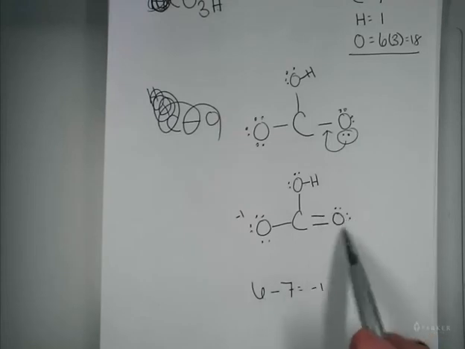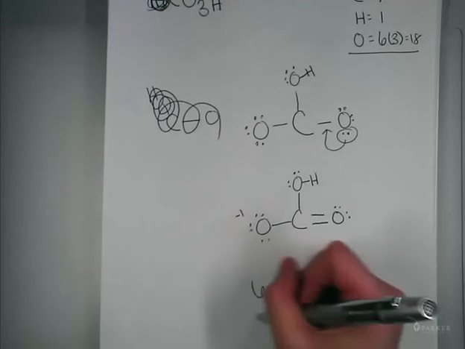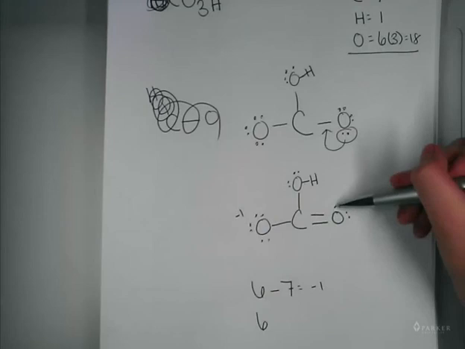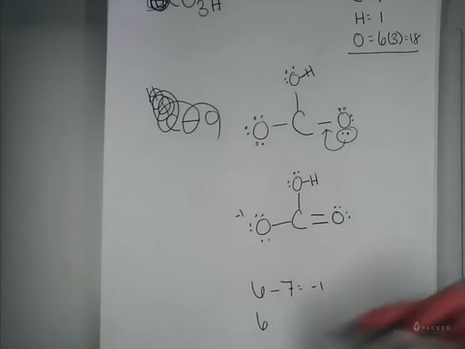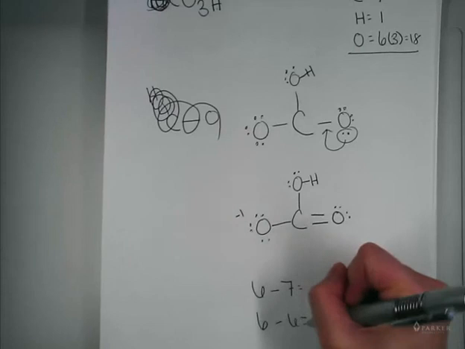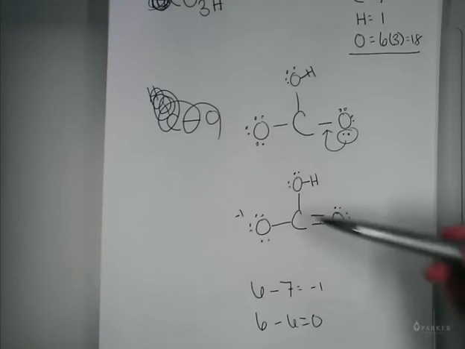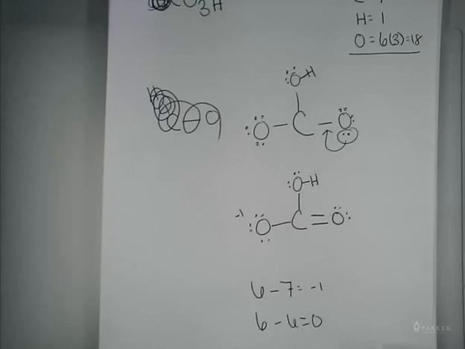So let's look at this oxygen there. This one also should have 6, right? And then we count. We have 1, 2, 3, 4, 5, 6 that it's actually using. So it would be 0. Carbon has how many valence electrons? 4. And it's using 4.